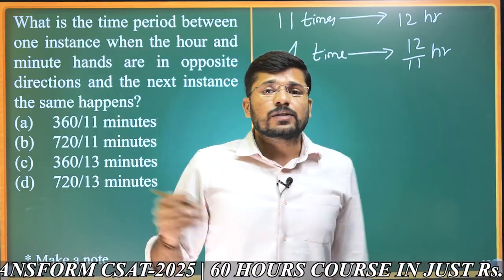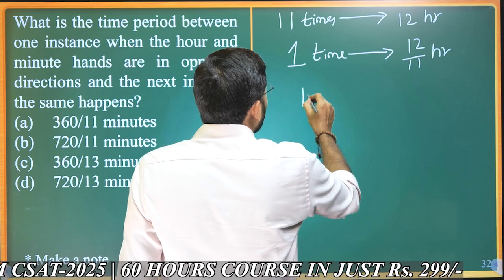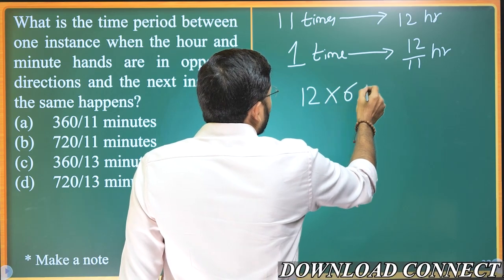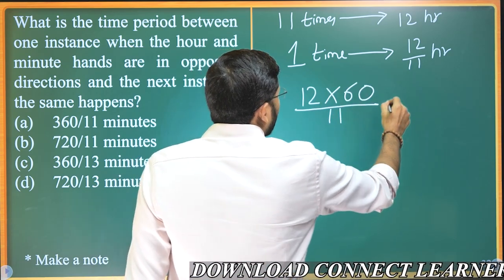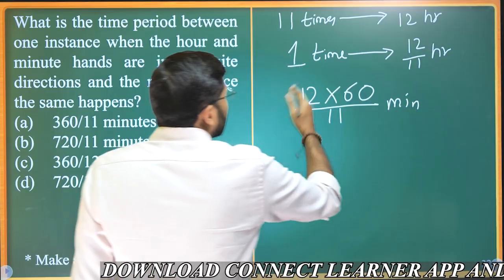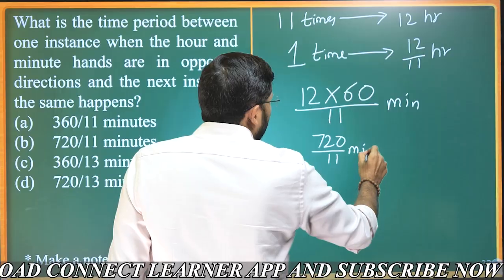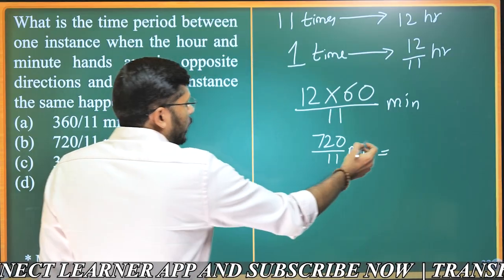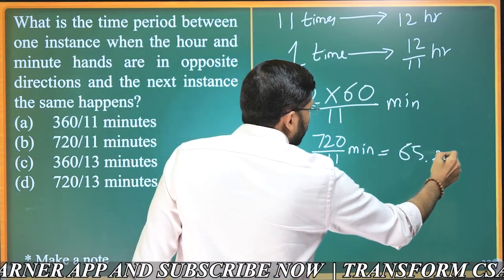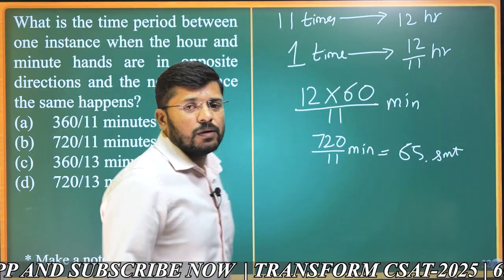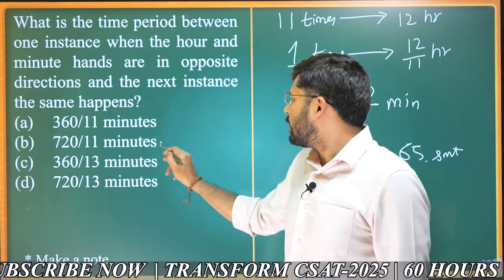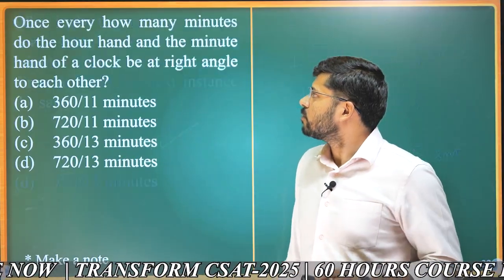However, the options are in minutes. So we will convert this into minutes. So 1 hour is equal to 60 minutes, right? So 12 into 60 divided by 11 minutes. 12 6s are 72. So 720 by 11 minutes. And if you do the division, you will get 65 point something. So the answer is 720 by 11 minutes.